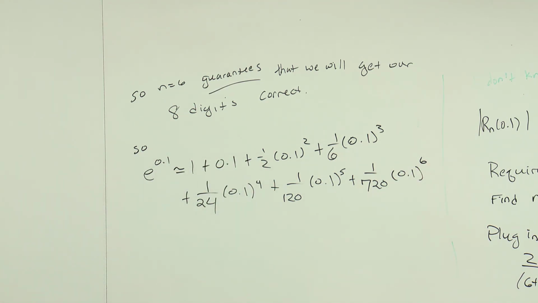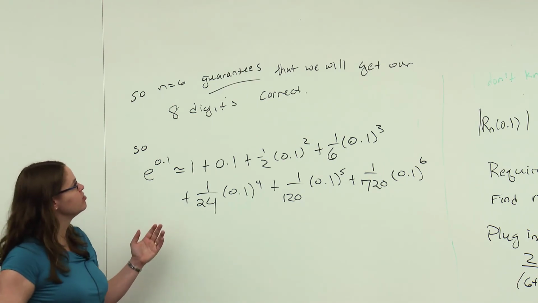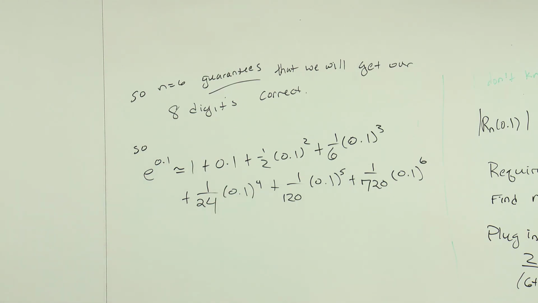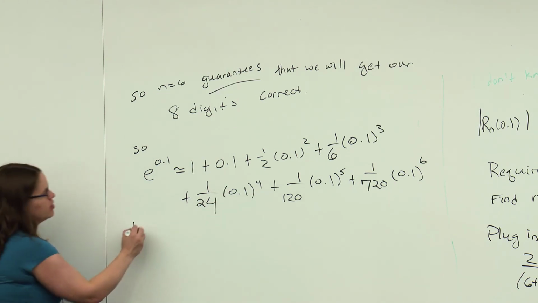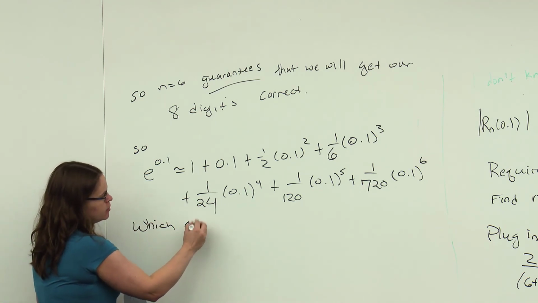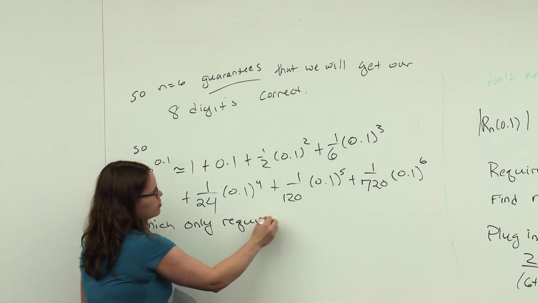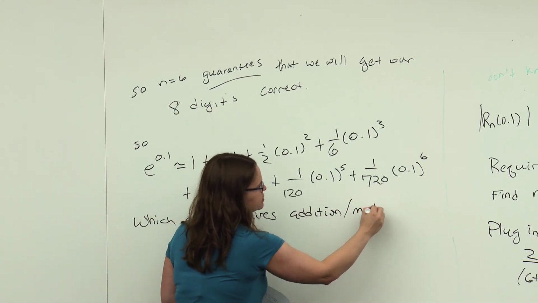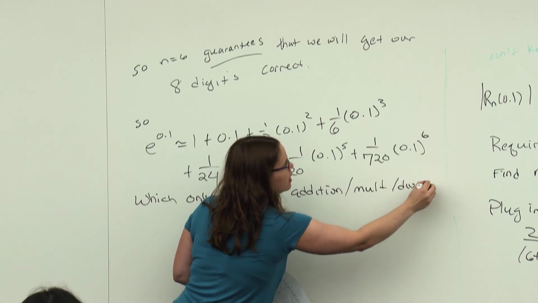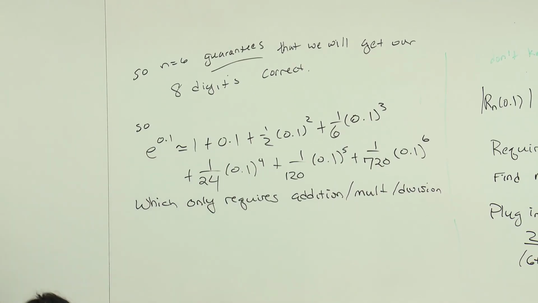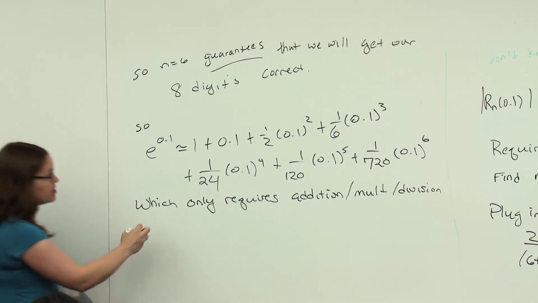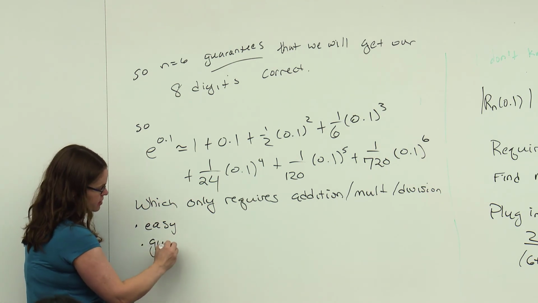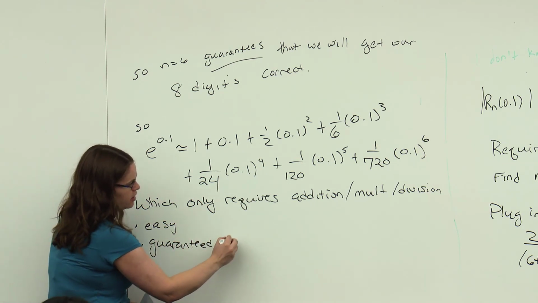And that's a fair thing to ask our calculator to do. All I need to do is know how to multiply, divide, and add. Those are elementary operations that we want to base everything else on. So that's the key. This is easy: addition, multiplication, and division. It's easy, and it's guaranteed to be as accurate as you need it to be. So it's easy, and we have a guaranteed error bound.